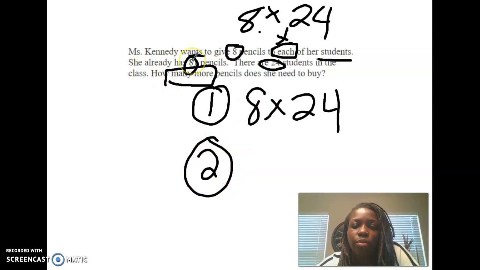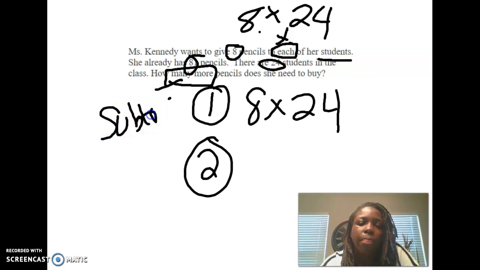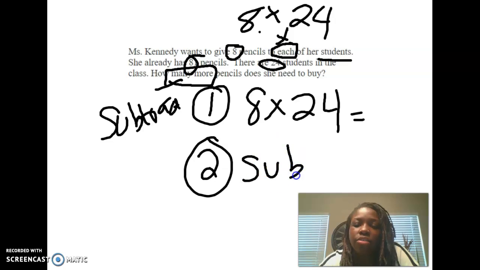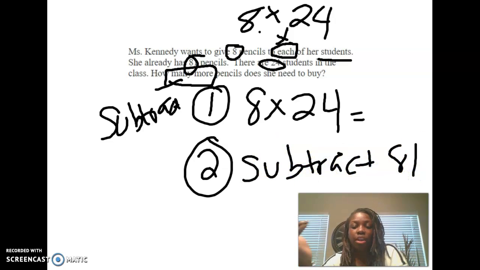She already has 81 pencils. The question is, how many more pencils does she need to buy? What does many more mean to do? Many more means to subtract. Good job. So I know that I am subtracting next. So I'm going to subtract my answer from 81 pencils because that's what she already has to figure out how many pencils does she need to buy.